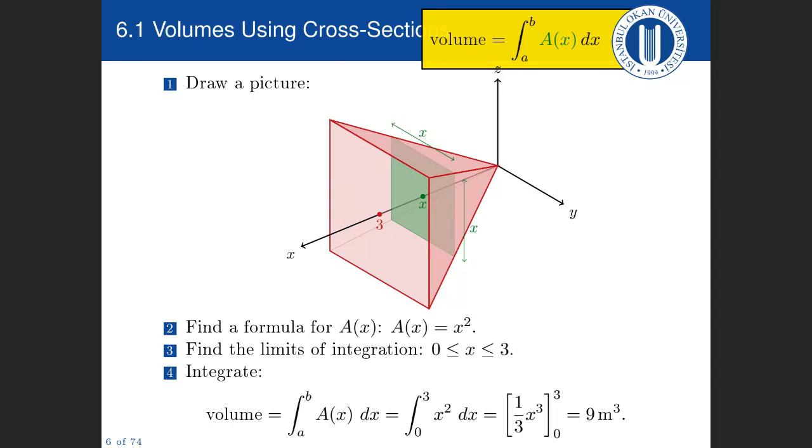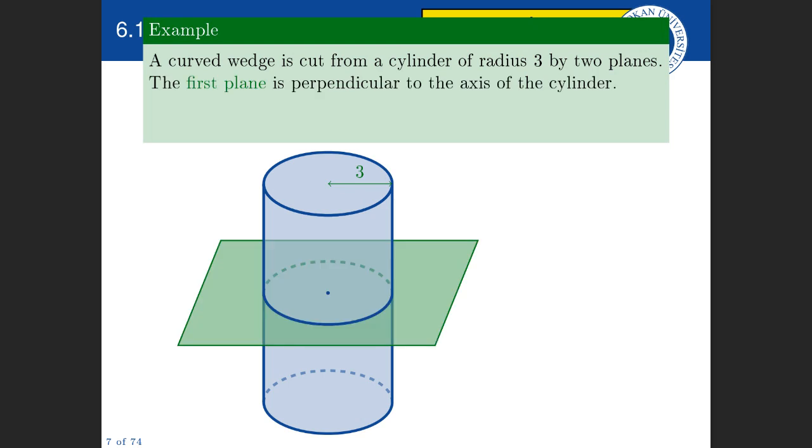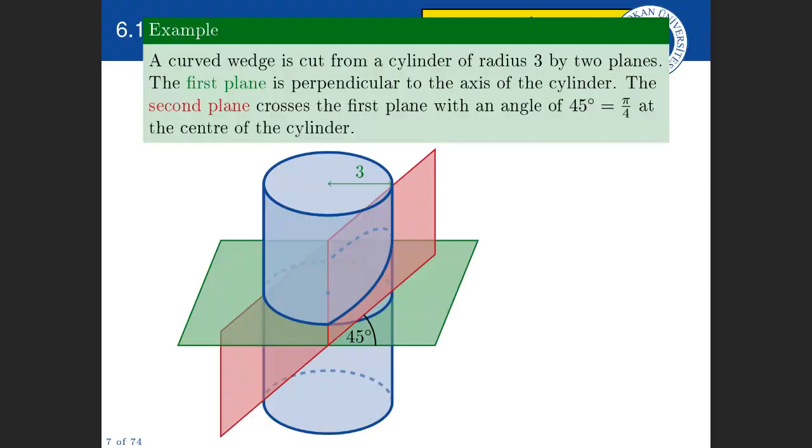Let's do another example. A curved wedge is cut from a cylinder of radius 3 by 2 planes. Here's a picture of my cylinder. The first plane is perpendicular to the axis of the cylinder. And then we have another plane which is crossing the first plane with an angle of 45 degrees at the center of the cylinder.